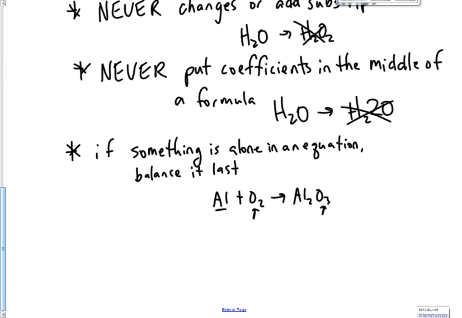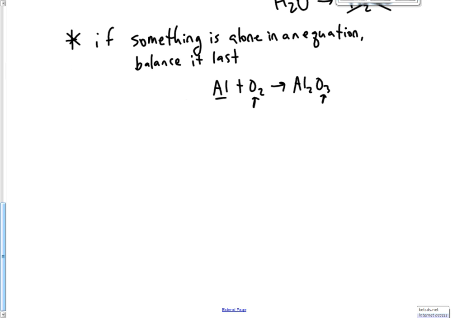So if you balance your oxygens and you look over to the right and you see that you have 7 aluminums, then you can just put a number 7 in front of aluminum. It's pretty simple, okay? So I would do those last, just because it makes things a lot easier in the end, okay? Next rule, if an element has more than one compound on the same side of the equation, do it last.